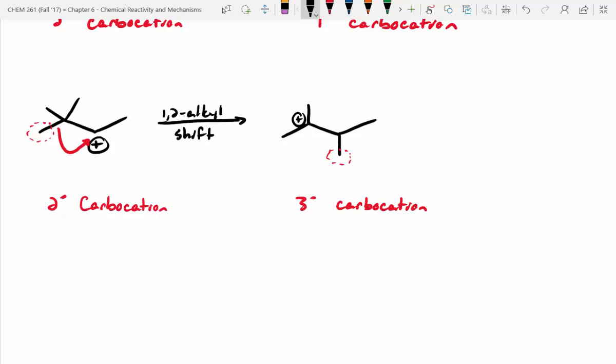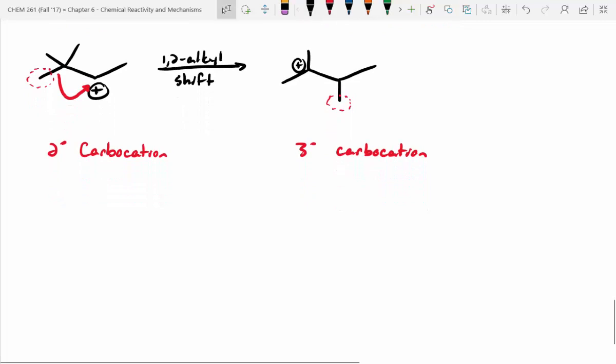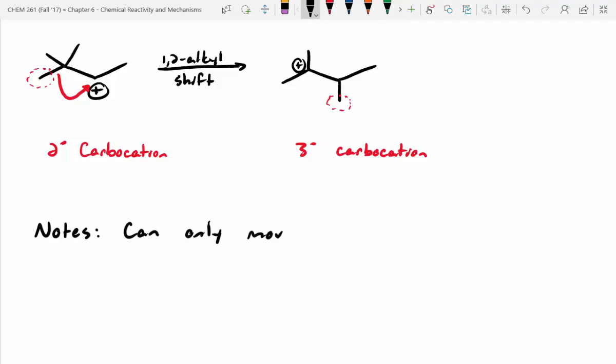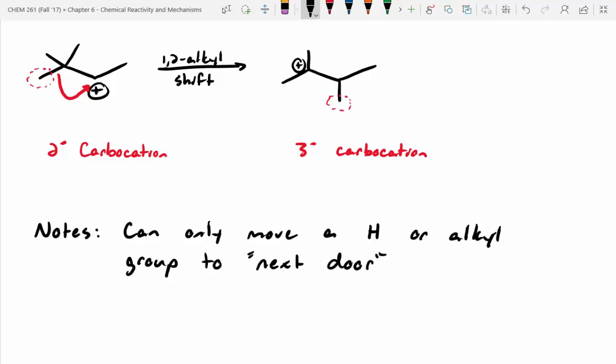Let's make a couple of notes though, because this does confuse students a lot of times. You can only move a hydrogen or alkyl group to the next door atom. Meaning you can't move it 3 carbons over, for example. It can only occur 1 position over. Yep. So when you say alkyl group, you mean we could move something even like a propyl? Yeah, it could be an ethyl group, it could be a propyl, it could be a phenyl group, it could be any carbon-containing group.